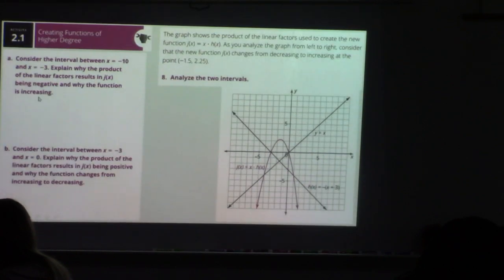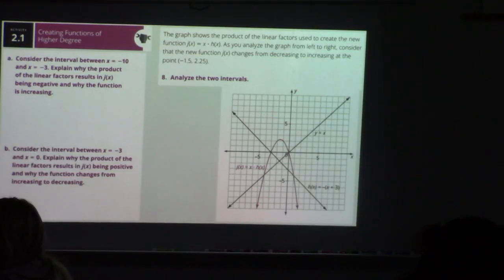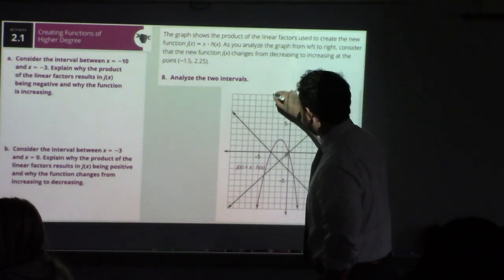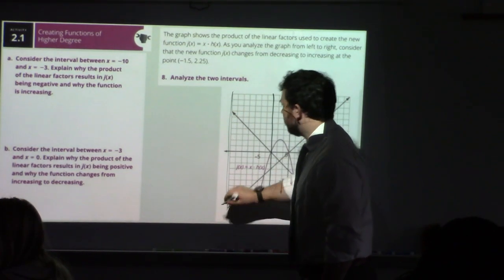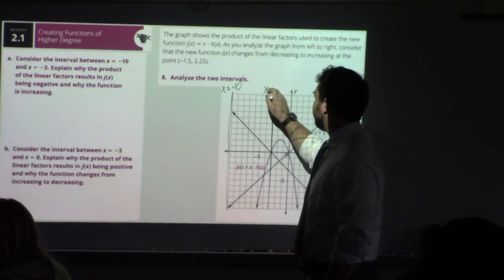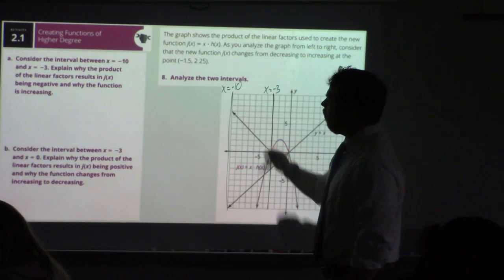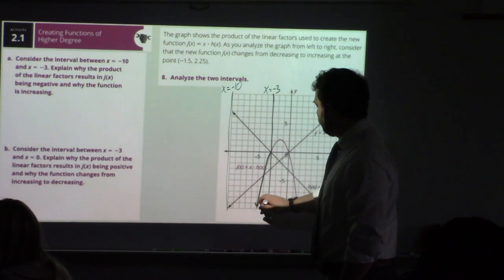And then we're also going to focus on the linear factors with positive and negative. So yesterday we touched here on A, and we actually already talked about this a little bit in the first bell ringer question. This problem asked us to look from x equals negative 10 to x equals negative 3. That's where we ended up. And when we looked there, right, y was the product of the linear factors resulting in j of x.